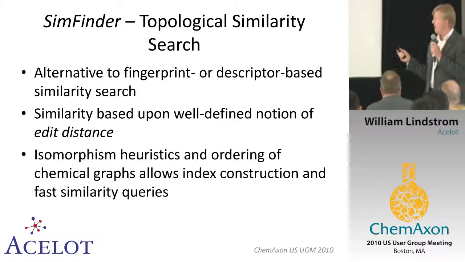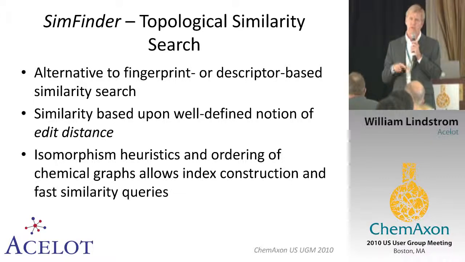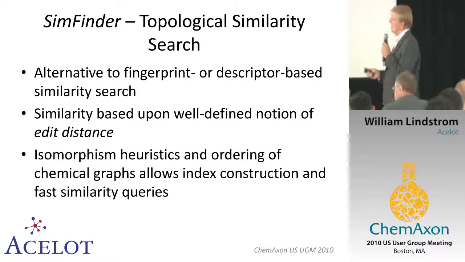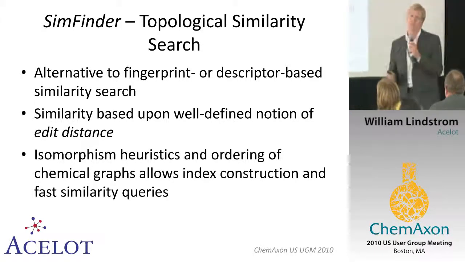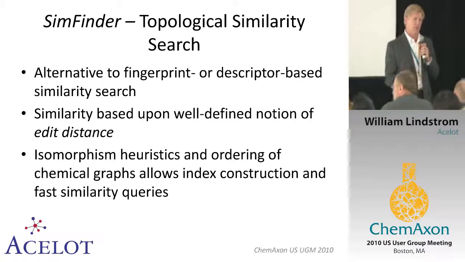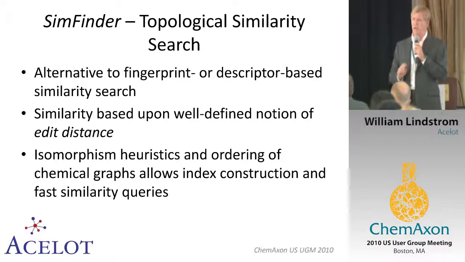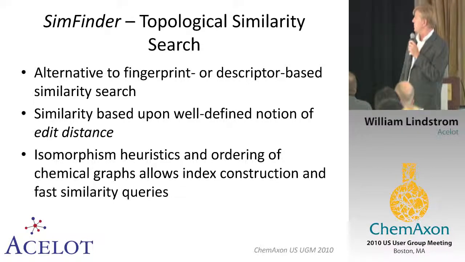So our ordering of graphs is essential for the index creation, and the other essential part of that is that we have isomorphism heuristics that make it possible to map the graphs onto one another in a tractable amount of time.